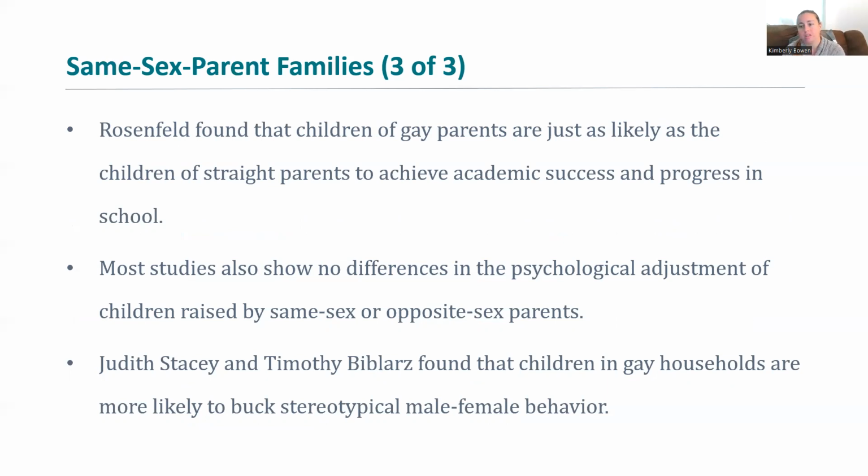The major difference you see is usually keyed into diversity within their social groups. And you also see an increase in social justice mindsets within this particular group. Stacy and Villars, we'll go with that, found that children in gay households are more likely to buck up against stereotypical male-female behavior. So again, you're going to see more social justice, more progressive thinking, and more pushback to what is or isn't societally acceptable within these peer groups.